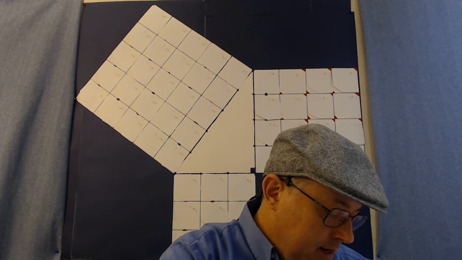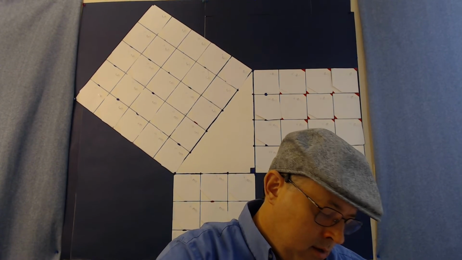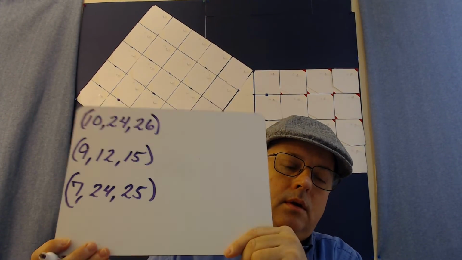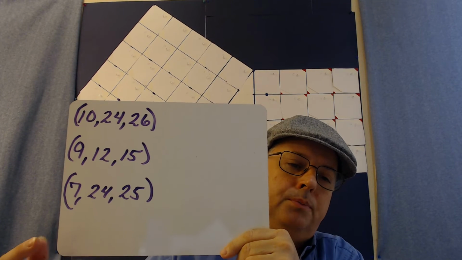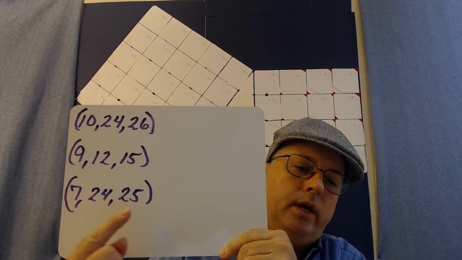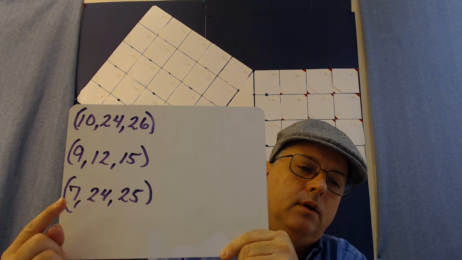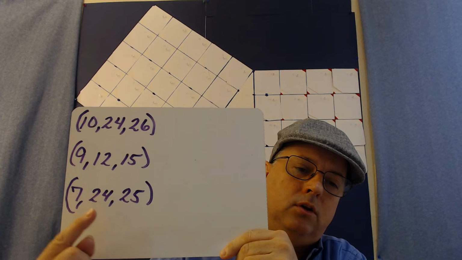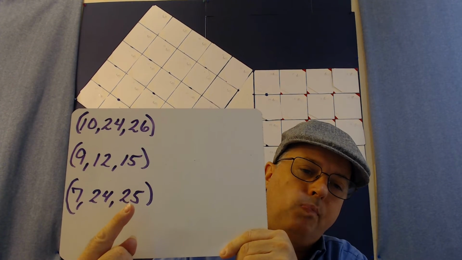Let's see, we had 10, 24, 26, and we had 9, 12, and 15, and we had 7, 24, 25. 3 Pythagorean triples. And what we want to notice about these Pythagorean triples is that this last one here, 7, 24, 25, there are no common factors for 7, 24, and 25, other than 1.